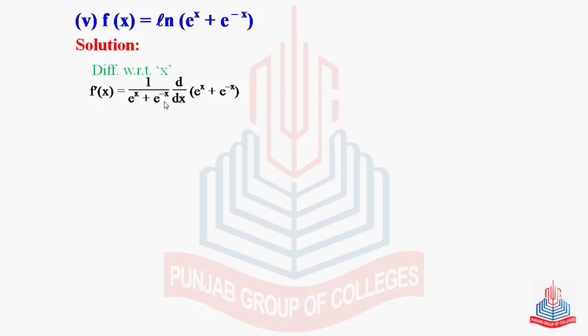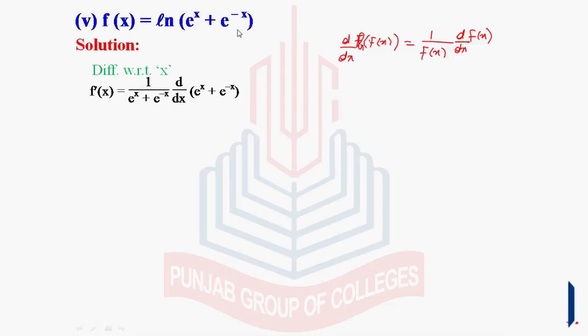As already discussed at the start of this exercise, the derivative of natural log f of x is 1 over f of x, times the derivative of f of x. So that will become 1 over this function, 1 over e raised to the power x plus e raised to the power minus x, and then the derivative will apply on the function e raised to the power x plus e raised to the power minus x.